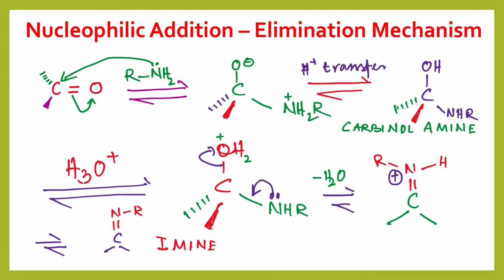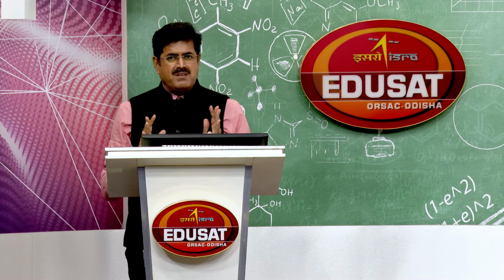That carbinolamine undergoes protonation and thereby elimination of a water molecule takes place to give N-substituted imine, resulting in a carbon-nitrogen double bond. So in the first step, addition of nucleophile, here I am taking the nucleophile as a primary amine. In the second step, elimination of water, resulting in a carbon-nitrogen double bond, that is N-substituted imine. This is the nucleophilic addition elimination mechanism.